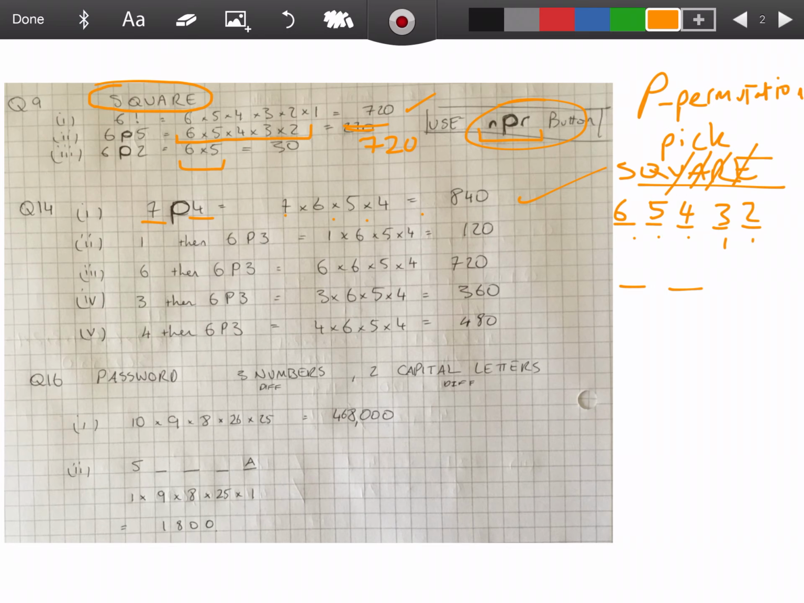Part 2, it says you have to start with maths. So the first number has to be 1, because there's only one option, maths. Then after that there's 6 different options, then 5 different options, then 4 different options. So you multiply it out that way.